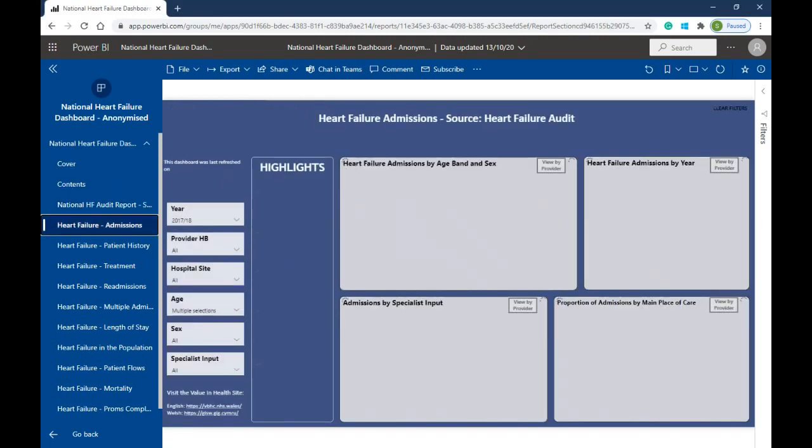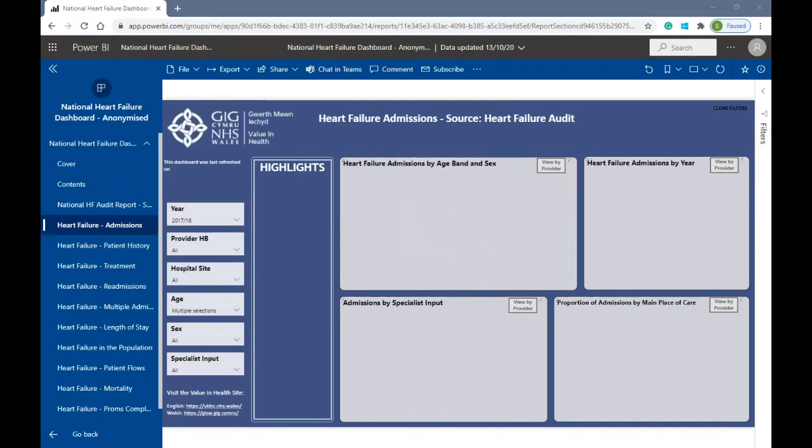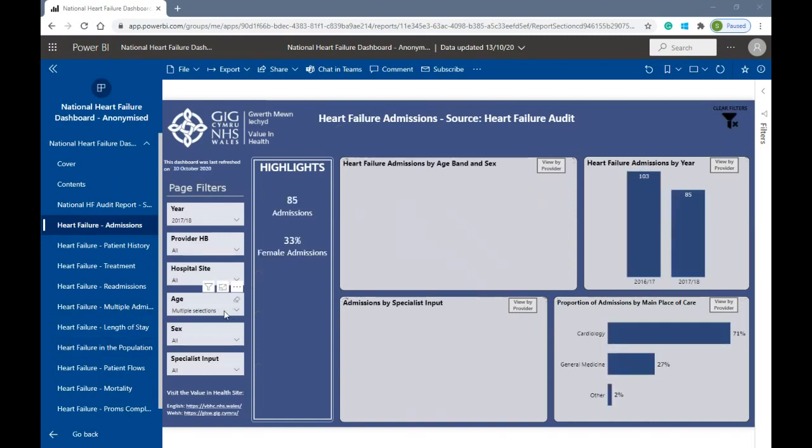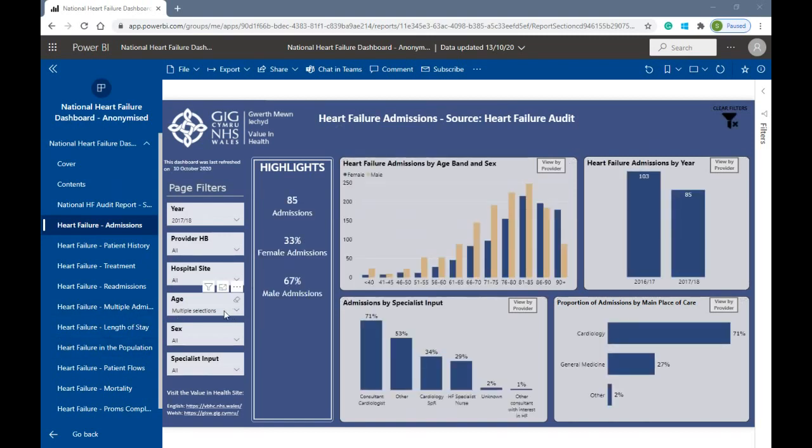So this is the admissions page. The slide shows an overview of admissions by age and sex, specialist input, and by specialty under which the patient was treated in hospital. A highlights section pulls out the key metrics. So we've got these highlights down here, pulling out the key metrics, such as the total number of admissions and the overall percentage of patients who received input from a consultant cardiologist during their admission.